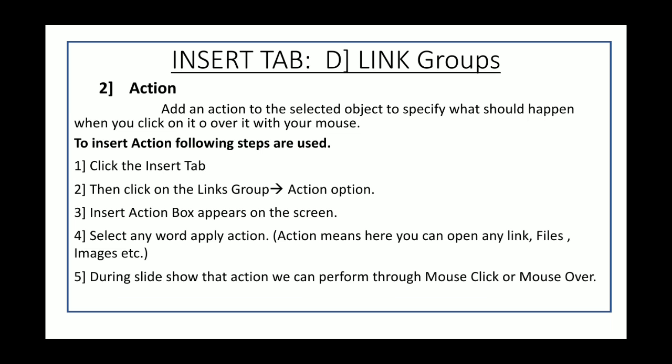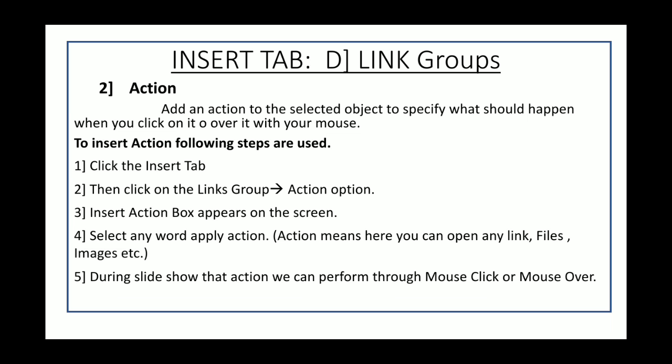Next option will be action. It is used to add an action to the selected object to specify what should happen when you click on it or hover over it with your mouse. That action you can set there. Steps to insert action. The following steps will be used for that. First you have to click the insert tab. Then click on the links group. In that select the action option.